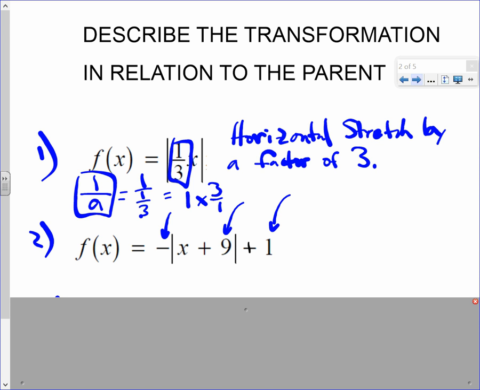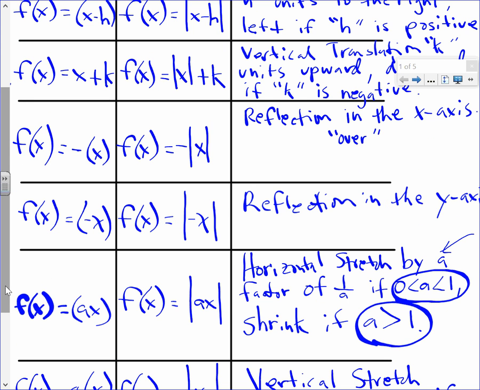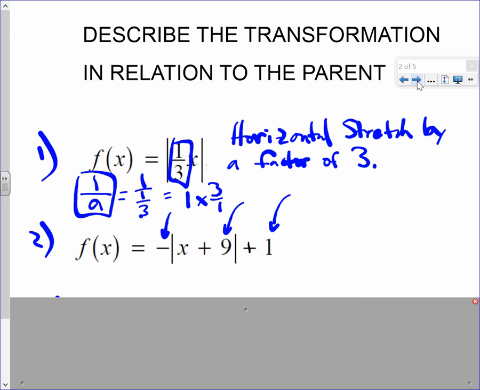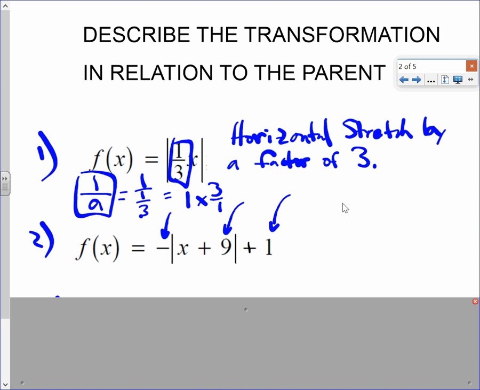Let's deal with the negative first. The negative is outside, so what does that correspond with? Let's see. On our notes, here we are. Negative is outside, so that's going to be a reflection in the x-axis. There's our first sentence. Go to right. Reflection in x-axis. Sentence 1. Math 2 students, we did this a little bit last year. This should be a review for you.